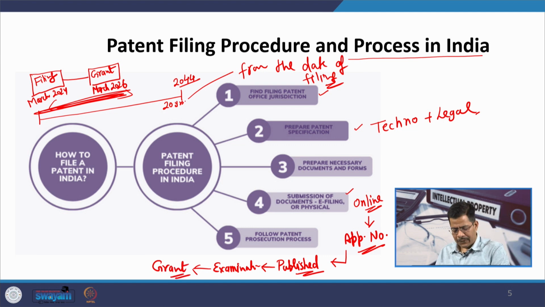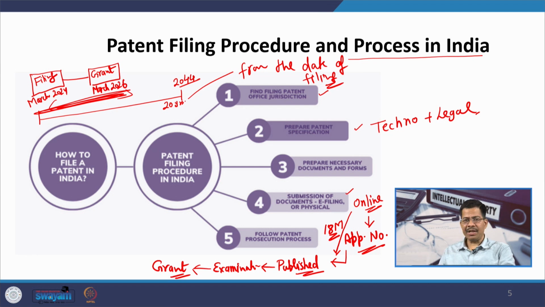Earlier the system was that from online filing to publication, it used to take 18 months, but now there is a possibility of expedited publication. This is the second important strategic decision. Should we go for expedited publication or not? It has both pros and cons.